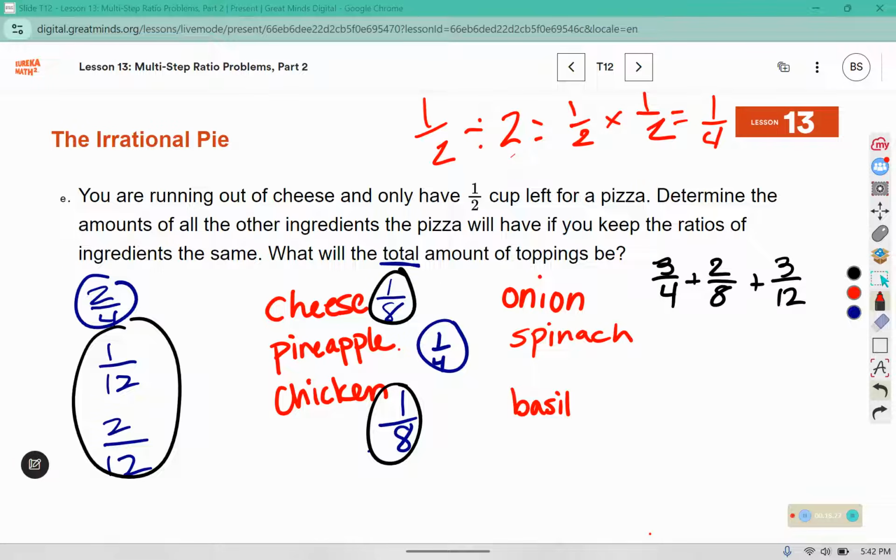Okay, now I don't have any common denominators, but they all simplify to 4ths. So I have 3/4. If I split this one in half, 2 divided by 2 is 1, and 8 divided by 2 is 4. 3 divided by 3 is 1, and 12 divided by 3 is 4. So now I have 3/4 plus 1/4 plus 1/4, which is 5/4 cup of ingredients, or 1 1/4 cups.